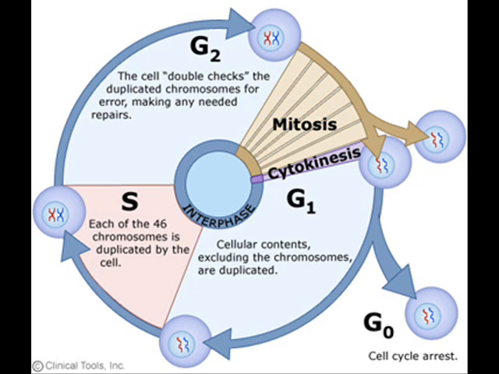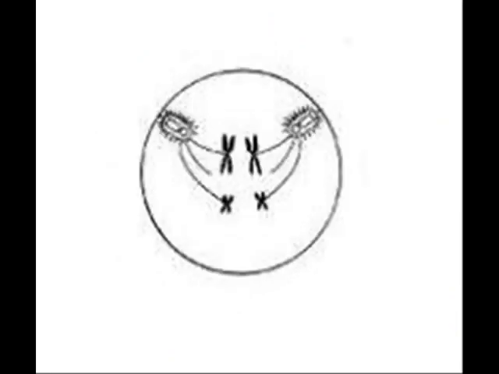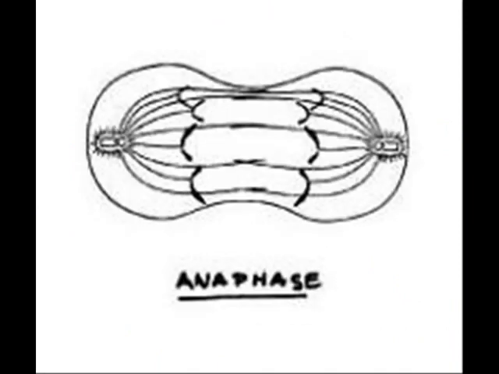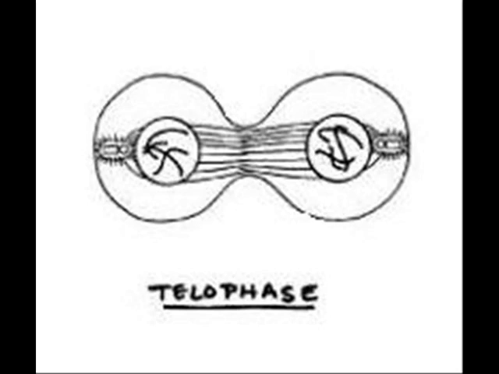Each new cell requires a complete set of organelles, including a nucleus. The process of dividing the nucleus into 2 daughter nuclei is called mitosis. The process of separating the organelles and the cytoplasm is called cytokinesis.